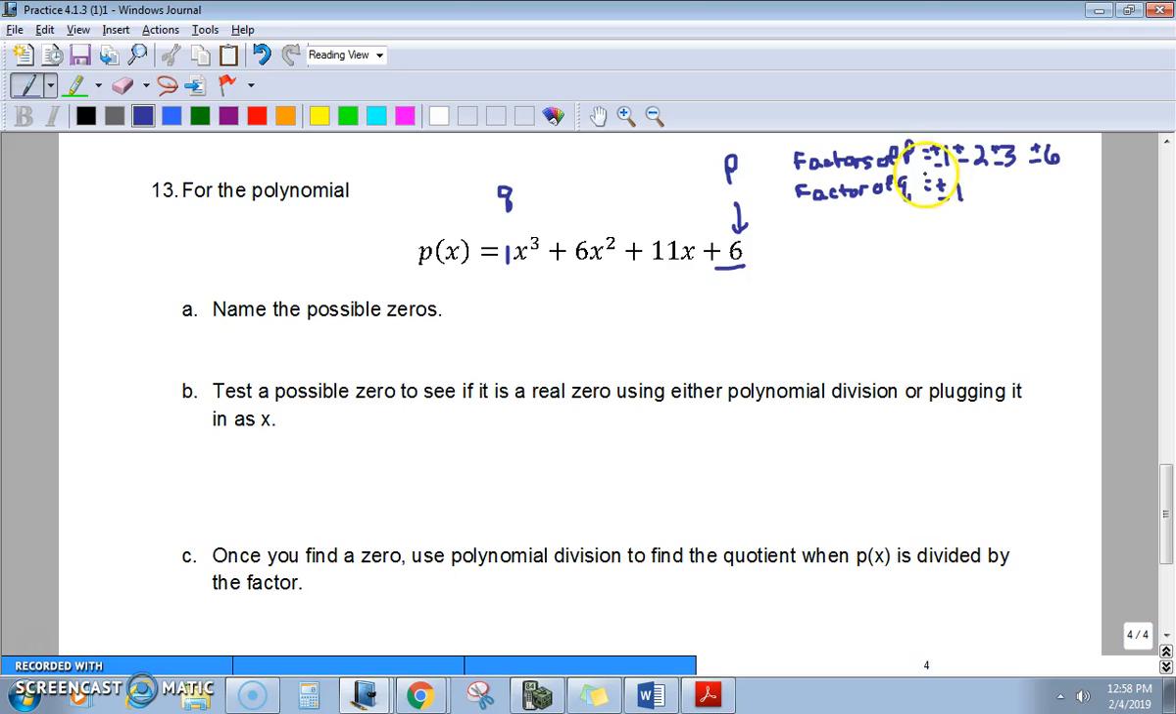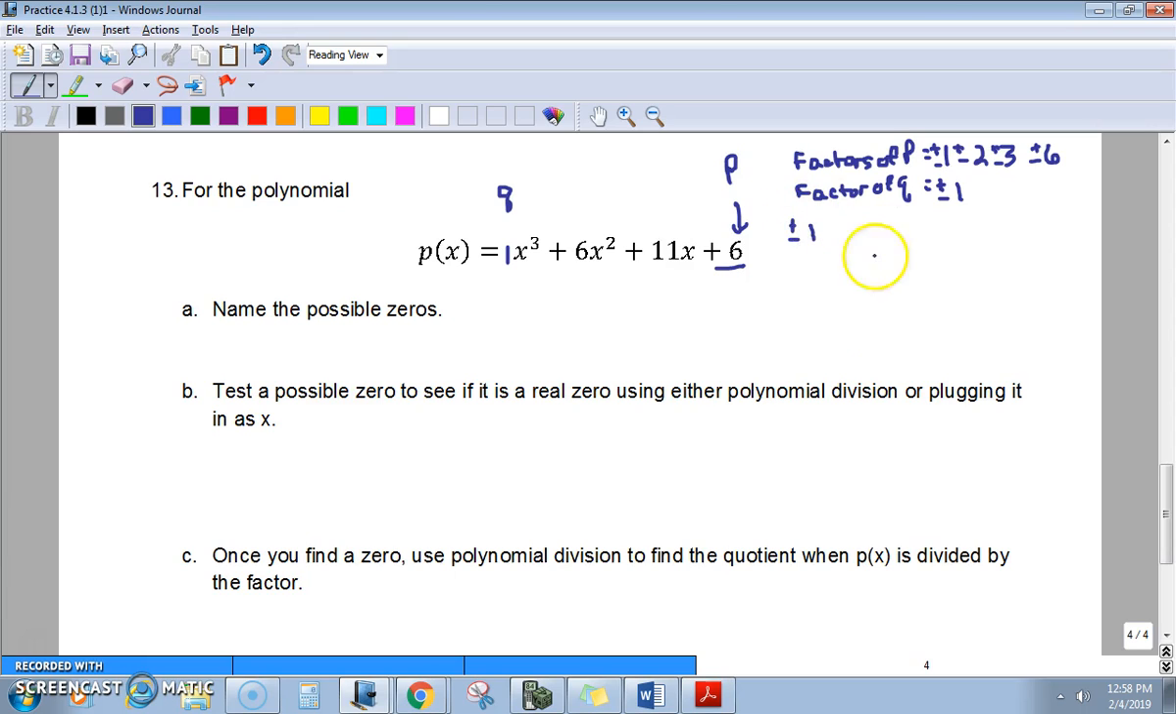Okay, so if we have all of the factors of p over all of the factors of q, we basically have positive 1 over positive 1, negative 1 over positive 1, negative 1 over negative 1, and positive 1 over negative 1. Okay, so I'm not going to do them all out, but basically we have 1 and negative 1, right? Because 1 over 1 is going to be 1, negative 1 over negative 1 is going to be 1, negative 1 over positive 1 is going to be negative 1, and positive 1 over negative 1 is going to be negative 1. So all of those first ones are just basically positive and negative 1, right?